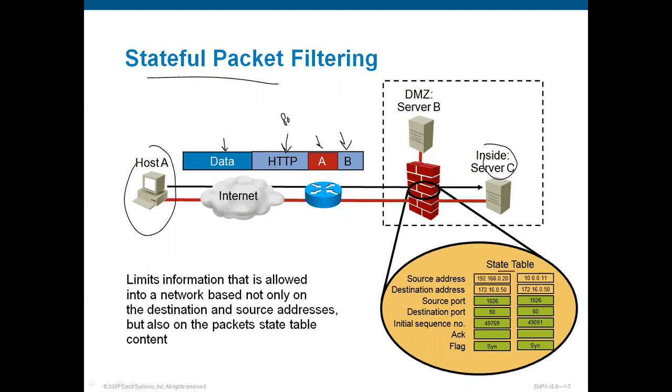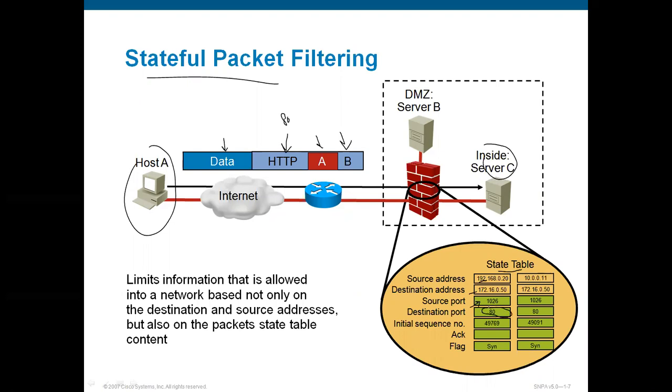If the connection is happening, at the same time the firewall maintains a state table. So what will be the content of the state table? The source address, then the destination address, then the source port, which comes from a random port. But the destination port is important, which port is being accessed. And the initial sequence number, then the flag and some acknowledgement. So the firewall keeps track of information, like who is going where, who is talking to whom.